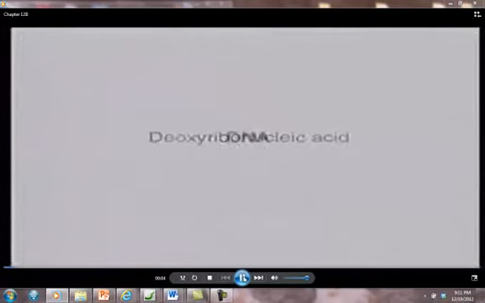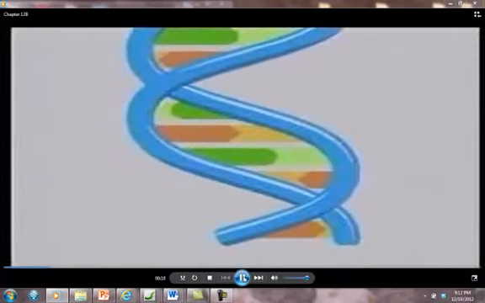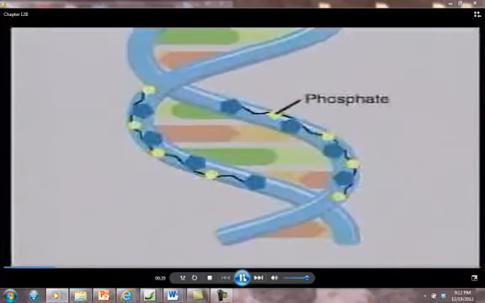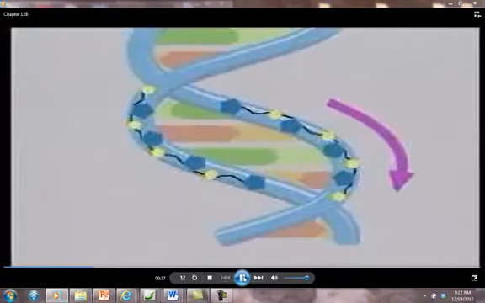Deoxyribonucleic acid, or DNA, is a molecule made up of two long strands. The strands wrap around each other, forming a double helix. The DNA double helix resembles a twisted ladder. The sides of the ladder are formed by alternating phosphate and sugar groups. The sugar and phosphate groups form the backbone of a strand of DNA. The sugar in the DNA backbone is called deoxyribose. The two backbones in a DNA molecule face in opposite directions.